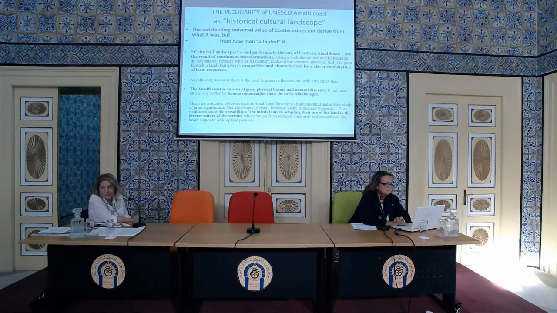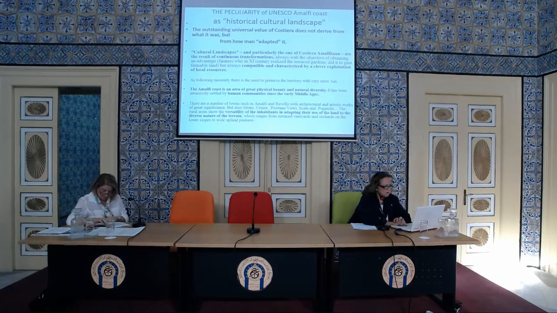And the peculiarity of UNESCO Amalfi Coast is that it is a historical cultural landscape. The outstanding universal value of the Costiera does not derive from what it was, but from how man adapted it. Cultural landscapes, and particularly that of the Costiera, are the result of continuous transformation, always with the objective of obtaining advantage. A farmer in the 11th century realized the terraced gardens were needed to gain farmable land, but always compatible and characterized by a clever exploitation of local resources.